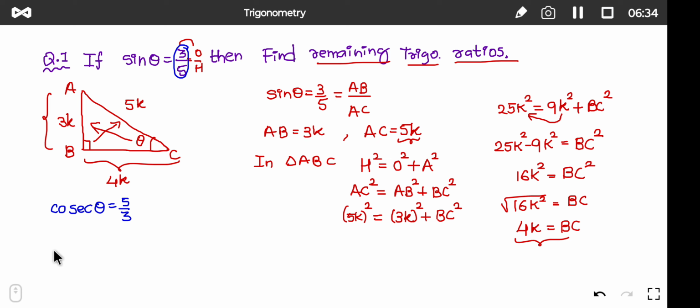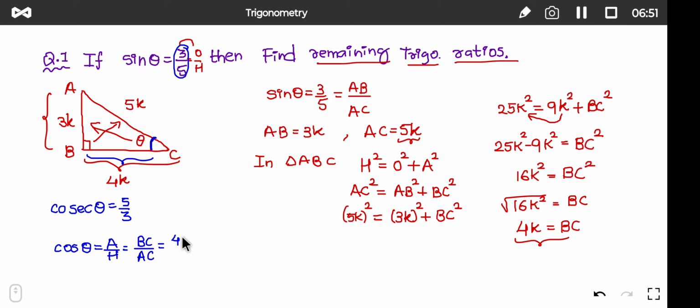Now next, let's say cos theta. So what is cos theta? Cos theta is adjacent upon hypotenuse. So our theta is here. So the adjacent of theta, which is BC side. So BC upon hypotenuse. Hypotenuse is AC. So BC is 4k upon AC is 5k. So this k and k will get cancelled. Cos theta is 4 by 5. So if cos theta is 4 by 5, then sec theta, that is the reciprocal of cos, is 5 by 4.